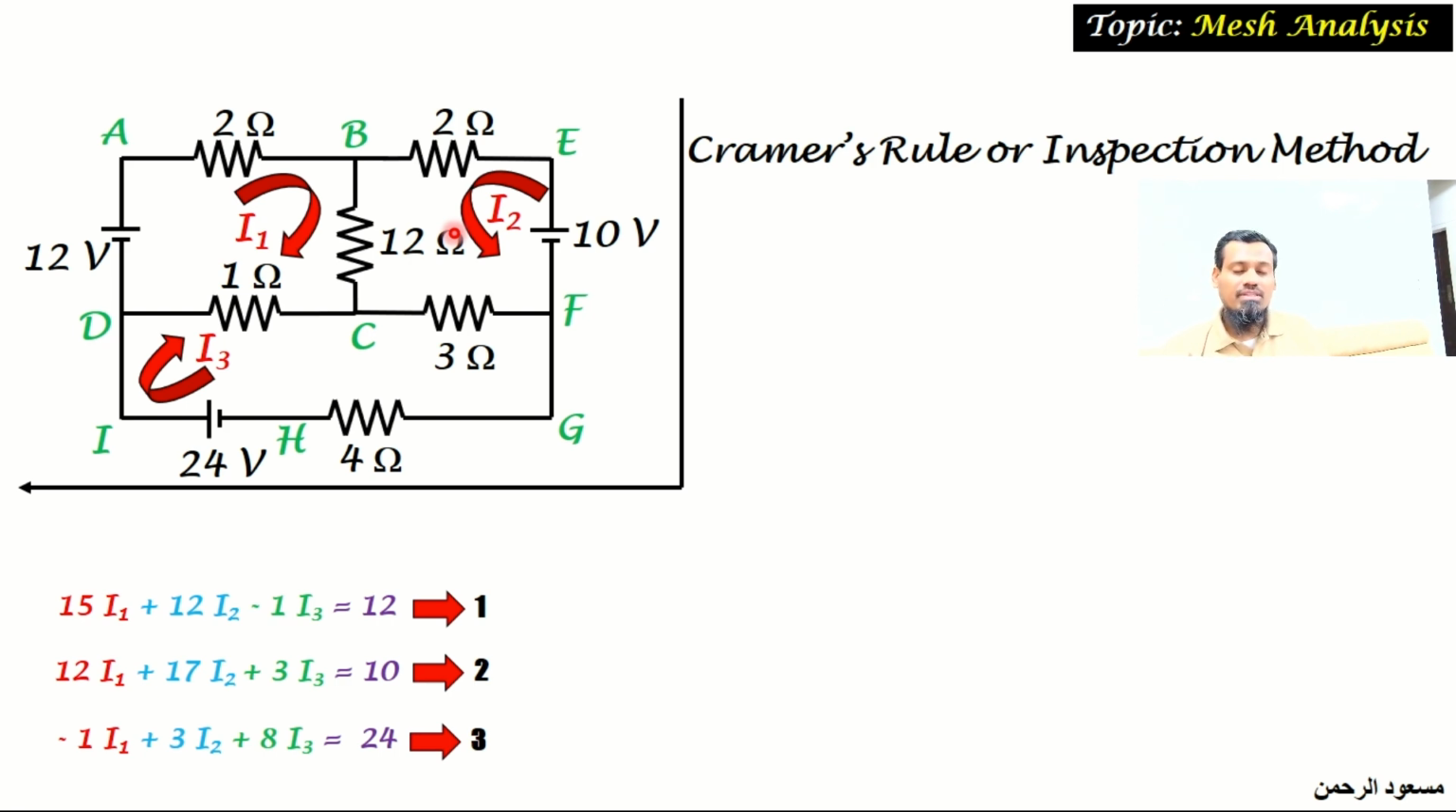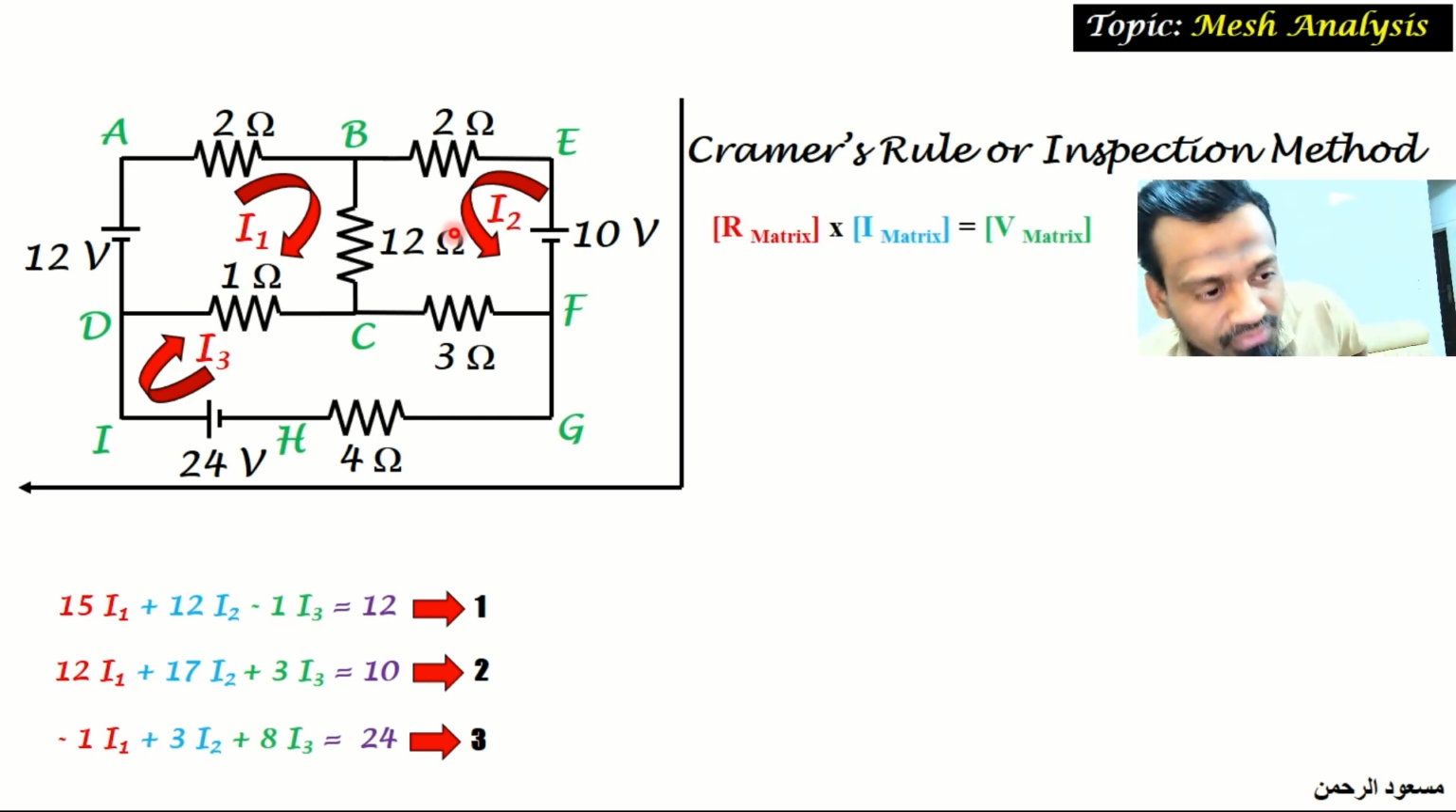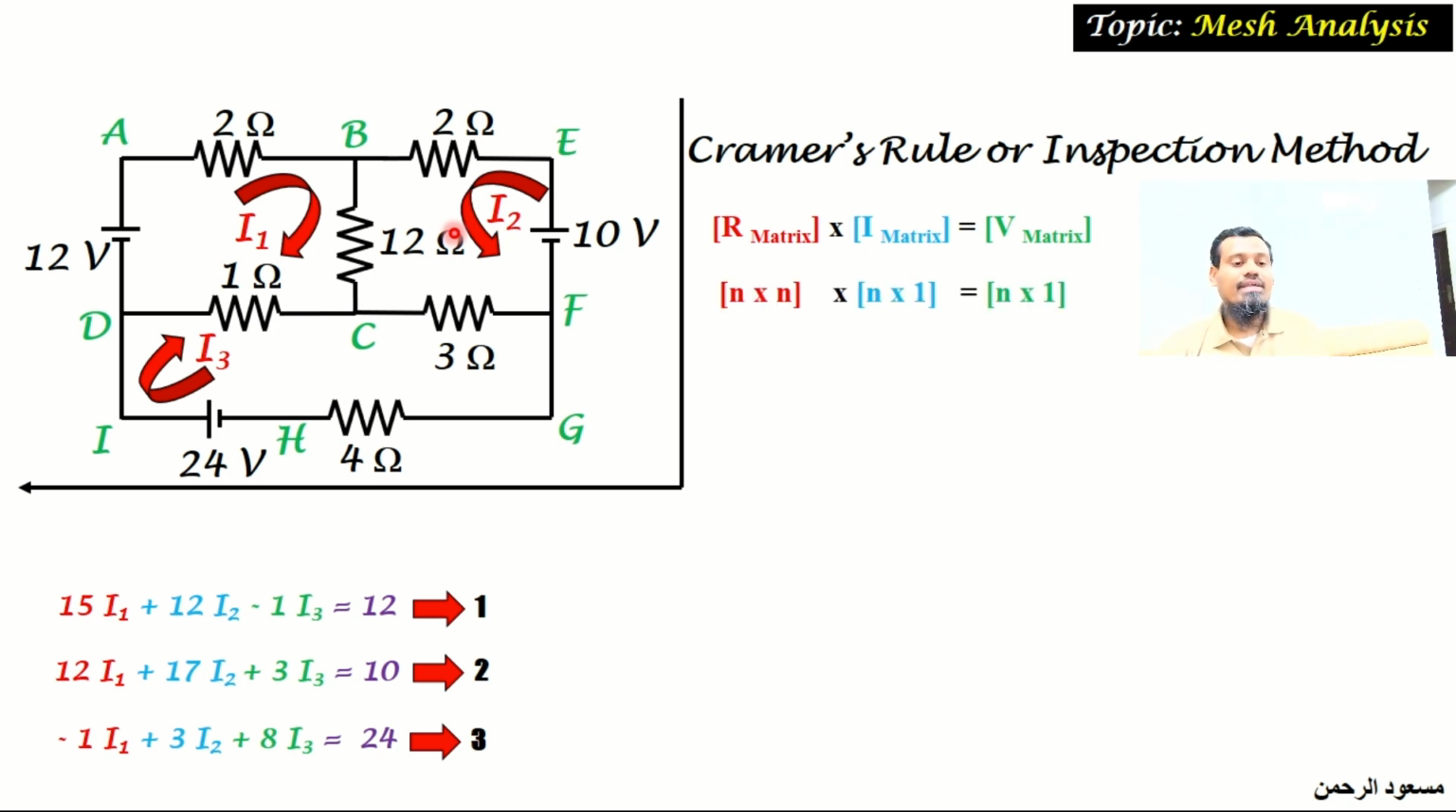So this Cramer's rule is written in terms of matrices, where we will have 3 matrices. Resistance matrix multiplied by current matrix is equal to voltage matrix, nothing but Ohm's law, V is equal to I into R. The dimension of the resistance matrix will be n cross n, and the dimension of the current matrix will be n cross 1, and the dimension of the voltage matrix will be n cross 1, where n is the number of meshes available in the given network.